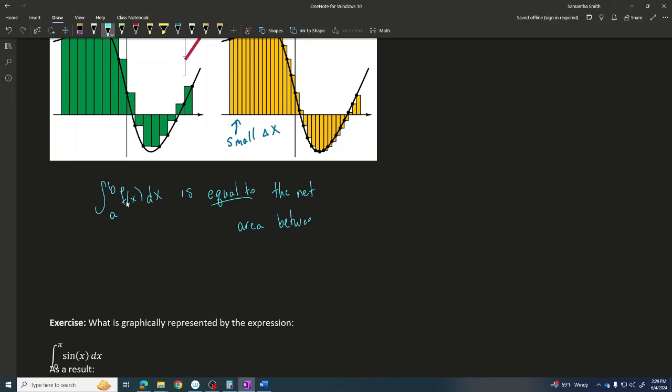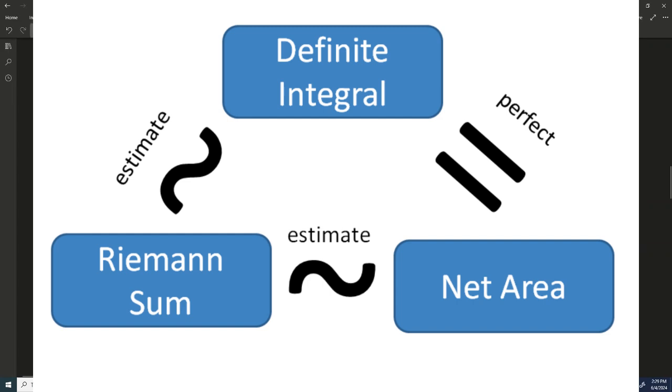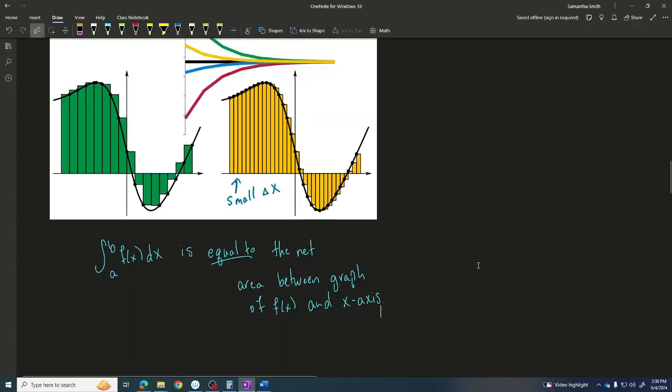between the graph of f of x and the x-axis. The Riemann sum estimated that net area. The estimate was bad if delta x was large. However, the estimate becomes better when delta x becomes small, and when delta x becomes very, very small, that estimate becomes perfect, and as a result, your definite integral is a perfect calculation of the net area between your function and the x-axis.